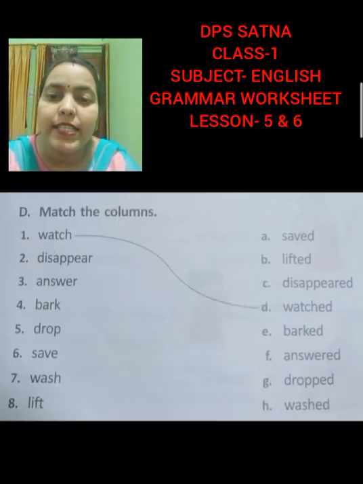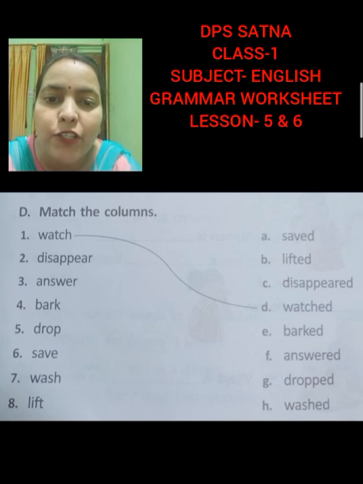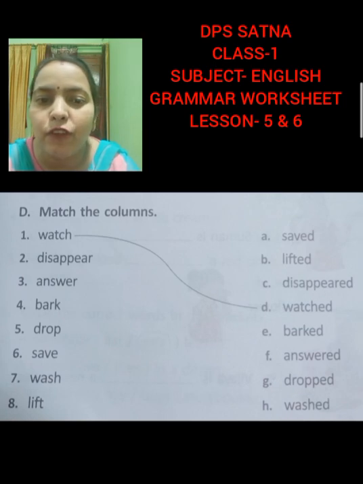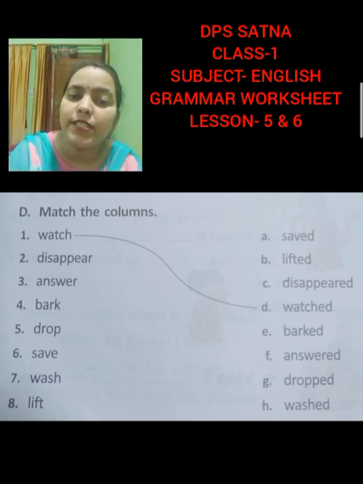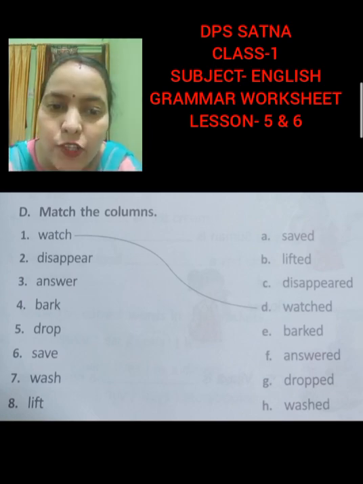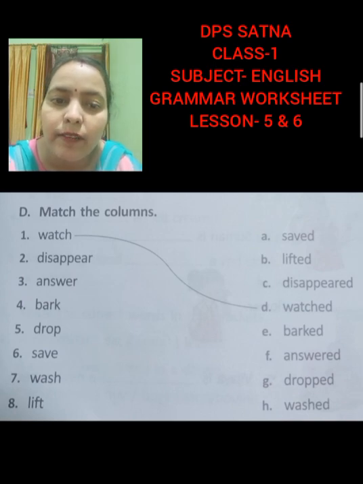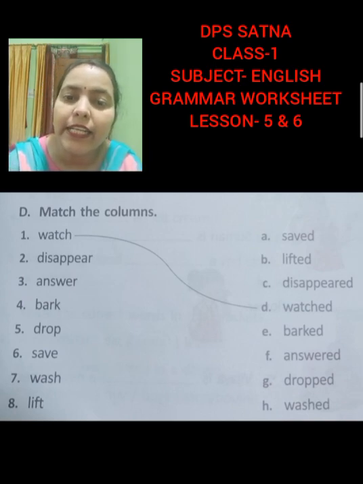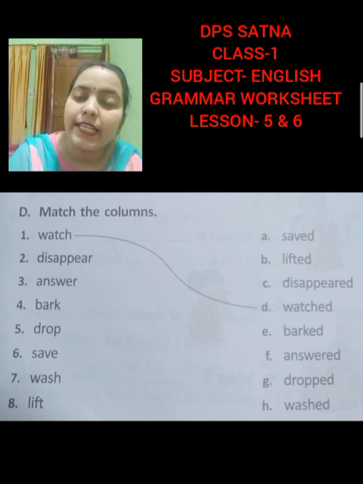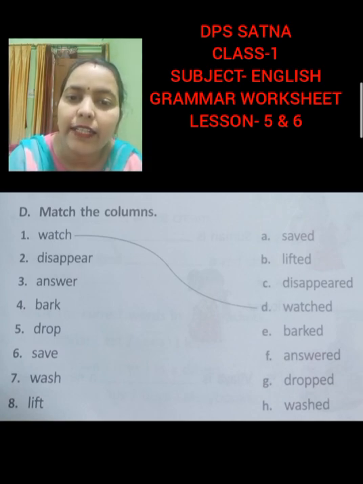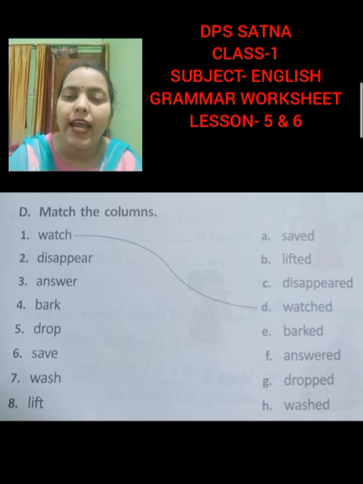Now kids, in this exercise, we have to match the columns. Two columns are given and we have to match the first with the next one. The words are given and we have to match the similar words. What is the extra thing here? The word in the next column has ed added to it. The word is the same, the exact same spelling from the first column, but the extra thing is that ed is added at the end of that word.